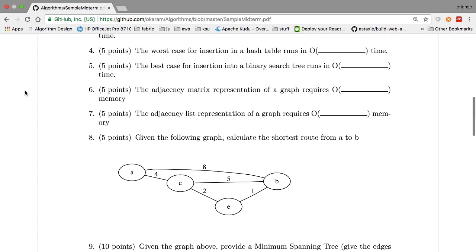The best case for insertion into a binary search tree runs in order of what time? Log n, right? How about the worst case? Log n too, right? Binary search trees, balanced binary search trees, do log n, right? For best, worst, and whatever.